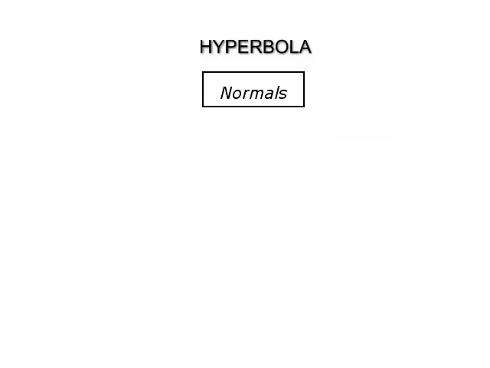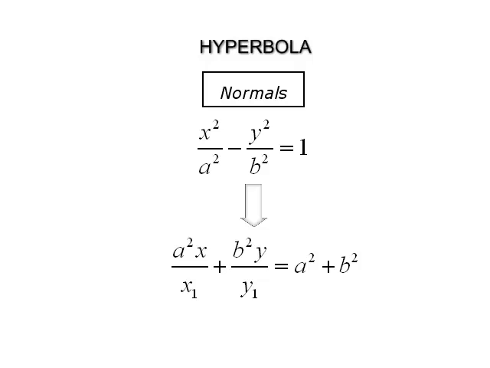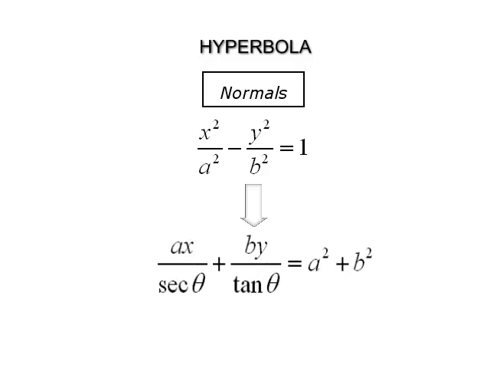Normals. Equation of normal to hyperbola x square upon a square minus y square upon b square equal to 1 at P (x1, y1) is a square x upon x1 plus b square y upon y1 equal to a square plus b square, whereas normal at P of theta is ax upon sec theta plus by upon tan theta equal to a square plus b square.